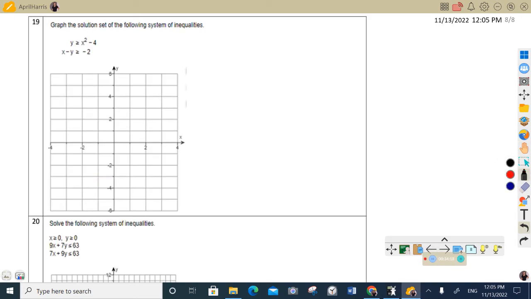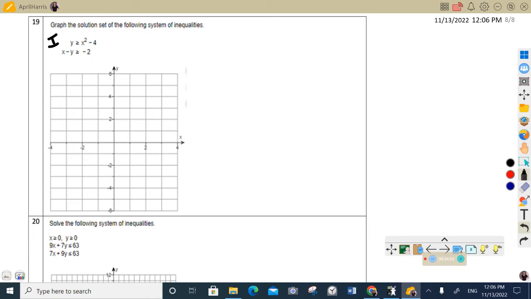Okay, number 19, we're going to graph the solution set of the following system of inequalities. I notice my first inequality is a parabola because it's x squared. And it's x squared minus 4, so it's been shifted down 4 from the parent function. So you're going to click on the parabola on your graphing utility, and then if you need points for this, you can go to your y equals screen on your calculator, type in x squared minus 4. You can zoom standard to look at the graph, but you can hit second graph to look at a table.